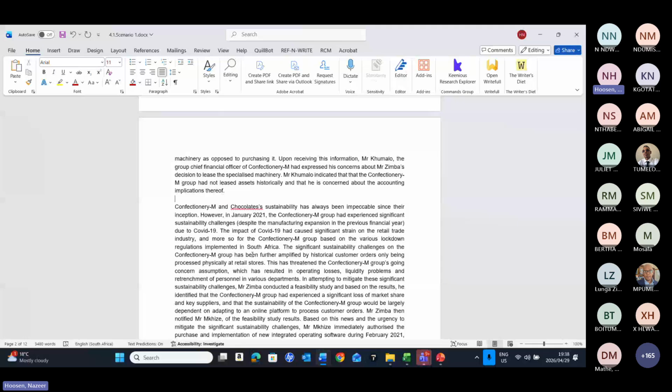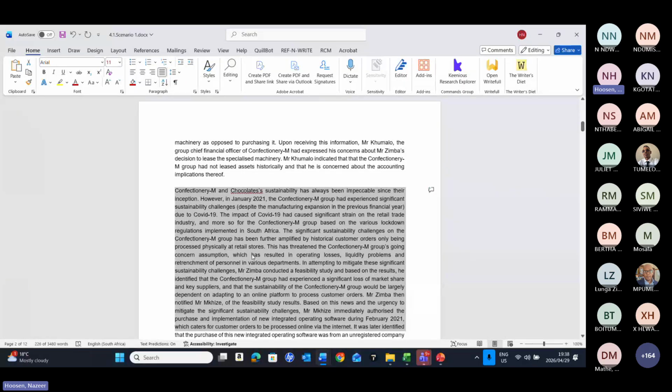Confectionery and chocolate sustainability has always been impeccable since its inception. However, they had some going concern challenges which were evident. There were strains on the retail trade industry, delays in customer orders, operating losses, liquidity problems, retrenchment of personnel, and they tried to implement a mitigating strategy. By doing so, they adopted an online platform. So now there's the introduction of a new online platform.